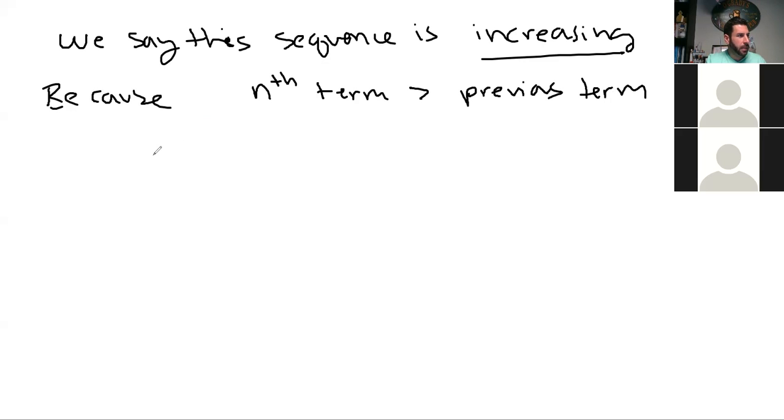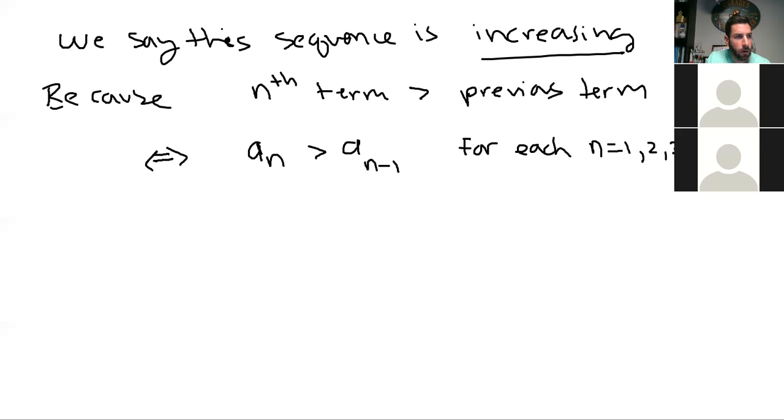So what does that mean? Another way of saying that is that a sub n is always greater than the guy who came before it, a sub n minus 1. So there's no other way of writing what it means to be increasing than to write this. And this is true for each n, whether n is 1, 2, 3, all the way out to infinity. It's always true.